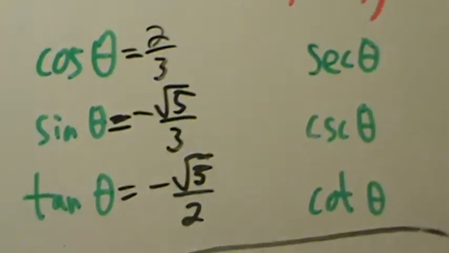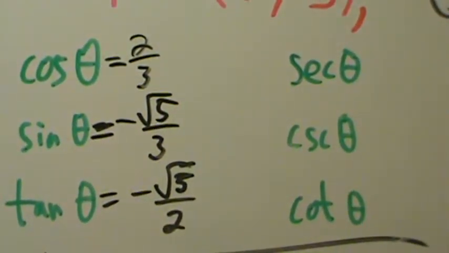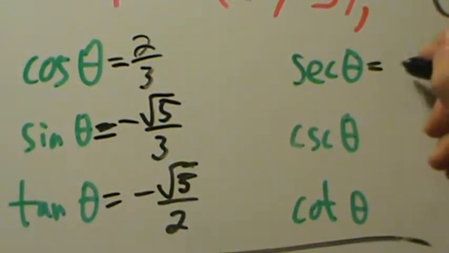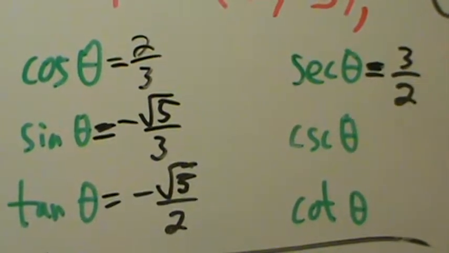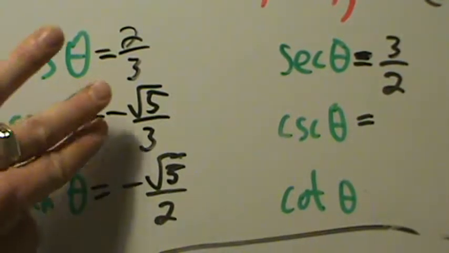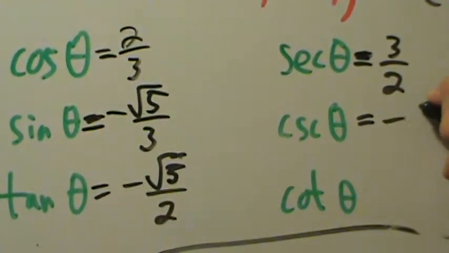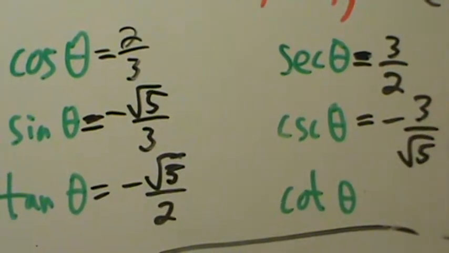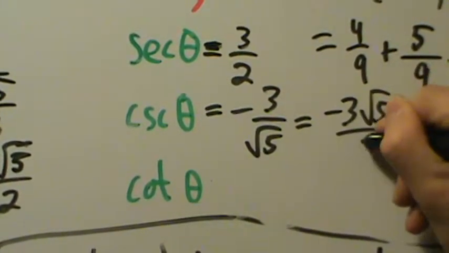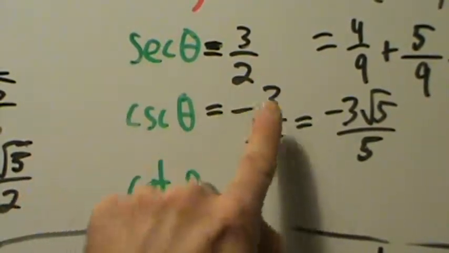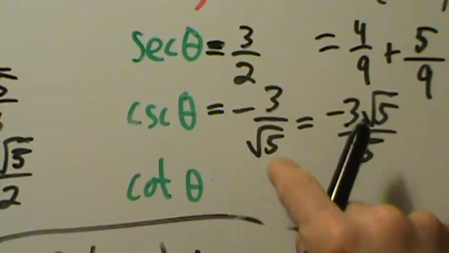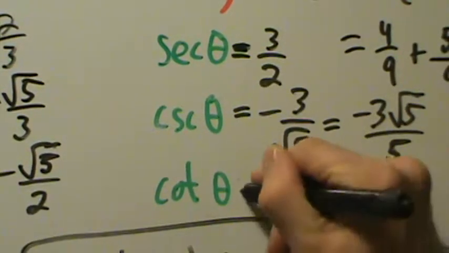How about the secant of theta? Well, remember, the secant of theta is the reciprocal of the cosine of theta. So if cosine of theta is 2/3, then the reciprocal is 3/2. That's what the secant is. Cosecant of theta is the reciprocal of the sine of theta. So if the sine of theta is negative root 5 over 3, then this is going to be negative 3 over root 5. Or if you insist on rationalizing the denominator, it's negative 3 root 5 over 5. Again, multiply the top and the bottom by the square root of 5, and then this is what you'll get. But I don't believe that that's more simplified than this. There's really nothing wrong with having a root in the denominator.